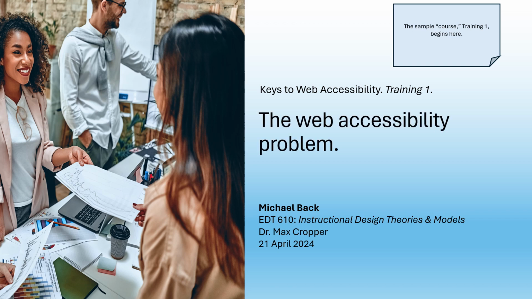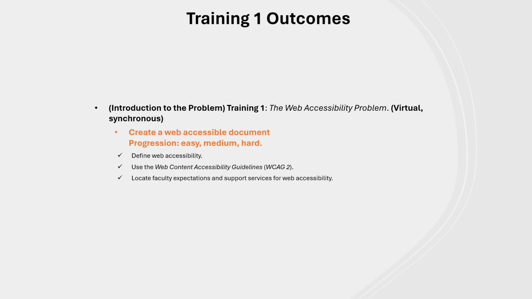So this is an introduction to the first training, which is called the web accessibility problem. In this part of the training, I want to introduce the learner to, I almost said what accessibility is, but that's knowledge-based. They should be able to define what the expectations for using accessibility are, because if they don't know that they have to do it, then they won't do it. So I think that's important.